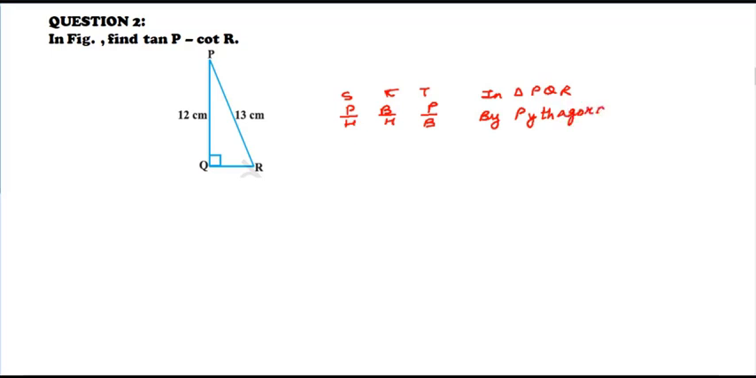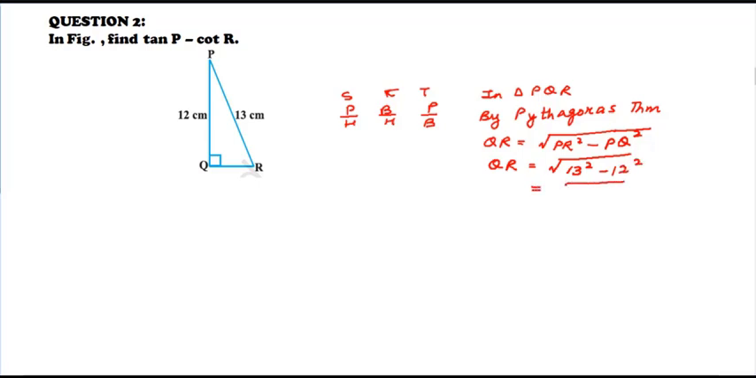To find out the value of QR we will use Pythagoras theorem. QR is equal to under root PR square minus PQ square. So QR is equal to under root 13 square minus 12 square, that is equal to under root 169 minus 144. So that is equal to under root 25 and root of 25 is 5. So value of QR is equal to 5 centimeter.